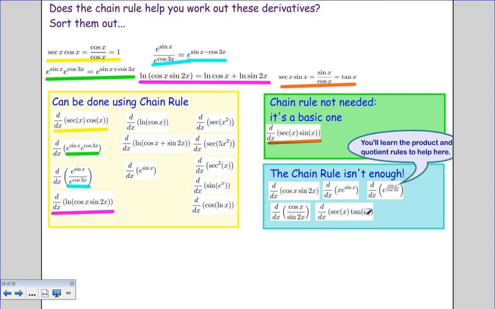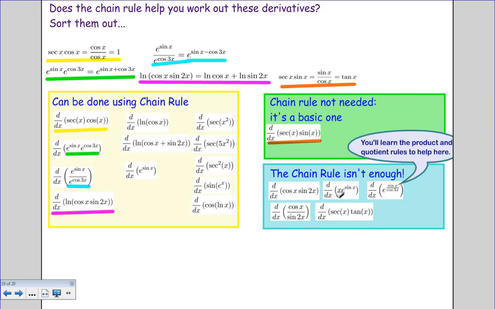And here, these ones we can't use the chain rule for. Let's look at the trig ones. So we don't have any trig identities that are going to simplify these. And we don't have a function of a function here, but it's multiplied by another function. So we've got two functions multiplied together, and you haven't learned how to deal with that yet. You need a new rule called the product rule for that.